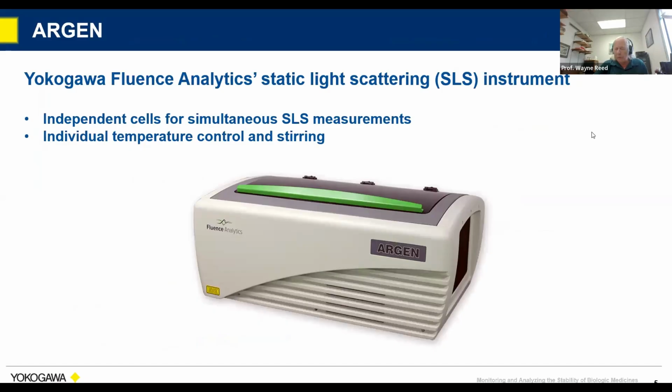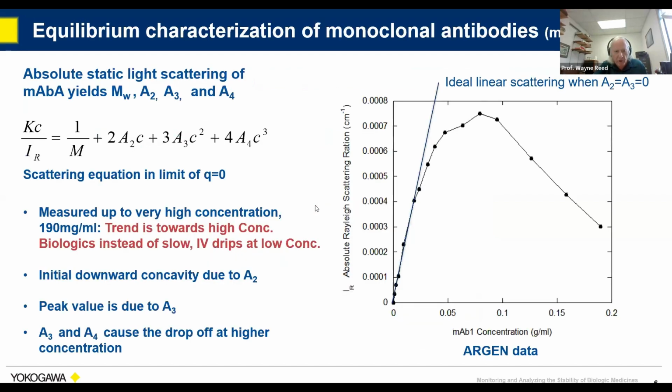Virtually all the data, I think with one exception in this presentation, was taken with an Argent. So, as mentioned, you have simultaneous static light scattering. Each one is individually temperature controllable, has its own stir and its own laser and detection. So they're really independent of each other. So you can map out different conditions and products at the same time.